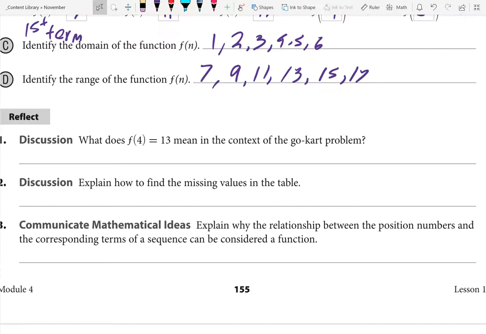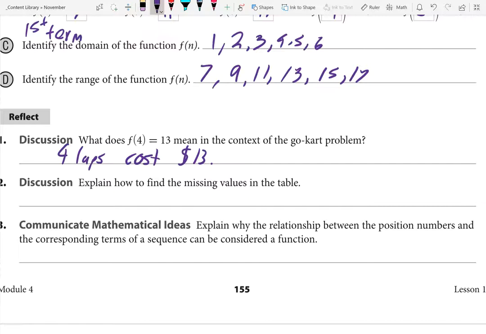So what does f of 4 equals 13 mean in the context of the go-kart problem? f of 4 equals 13 means that 4 laps costs $13. The 4th position, or the 4th term in the sequence, is 13, but in terms of the go-kart problem, it means that 4 laps was $13.